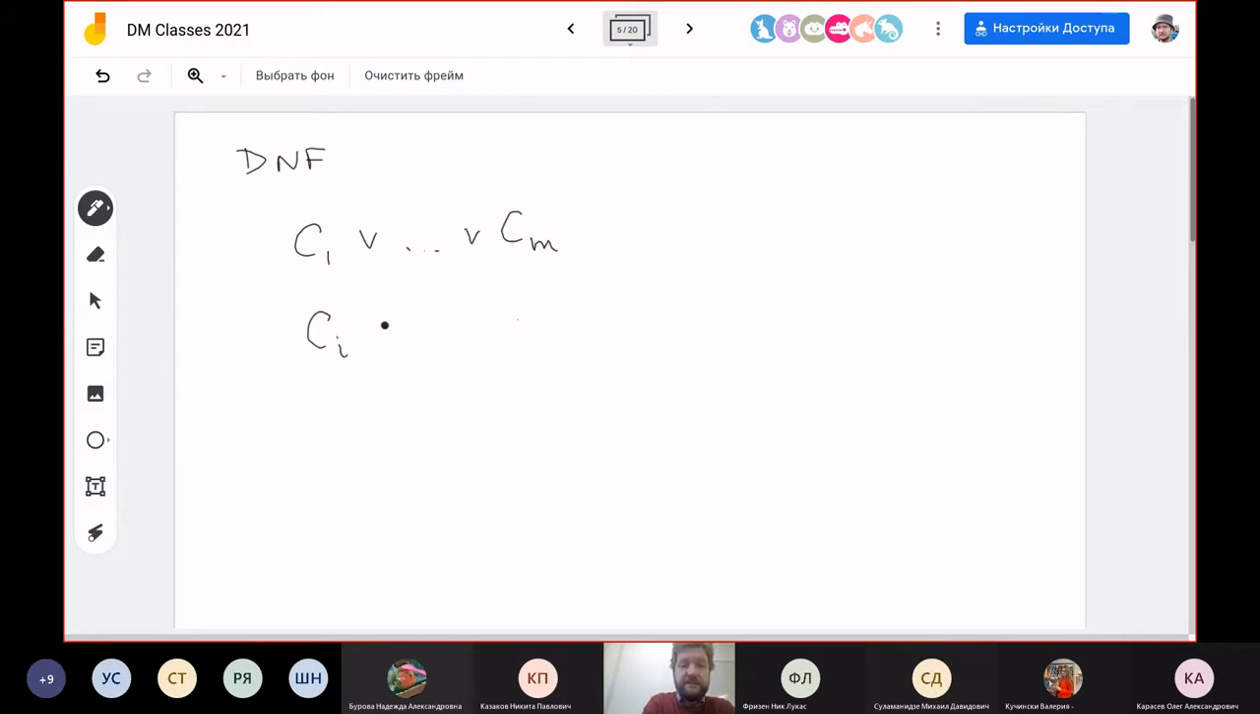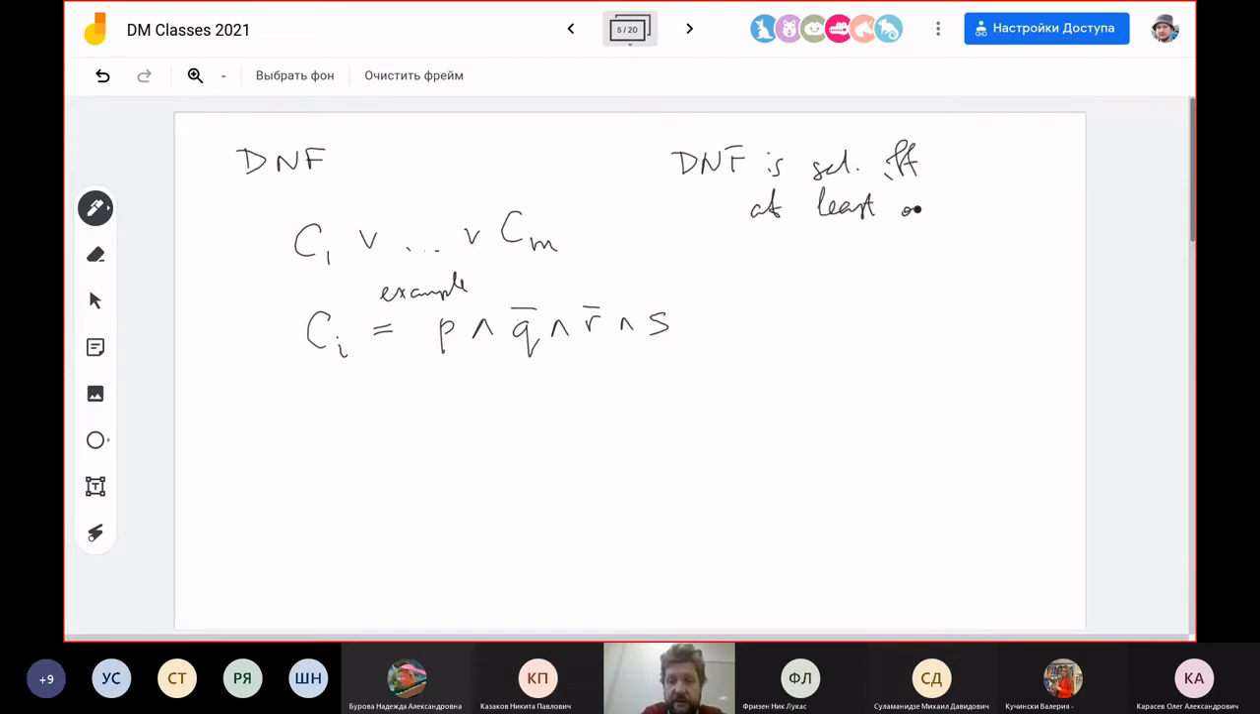And each Ci is a conjunction, so it's like, for example, P and not Q and R, not R and S, right? So the DNF is satisfiable if and only if at least one Ci is satisfiable.